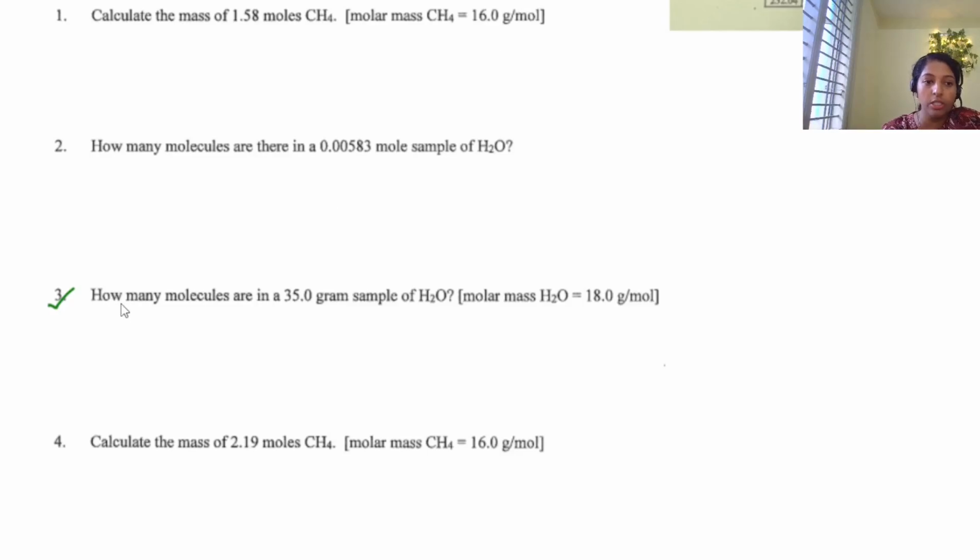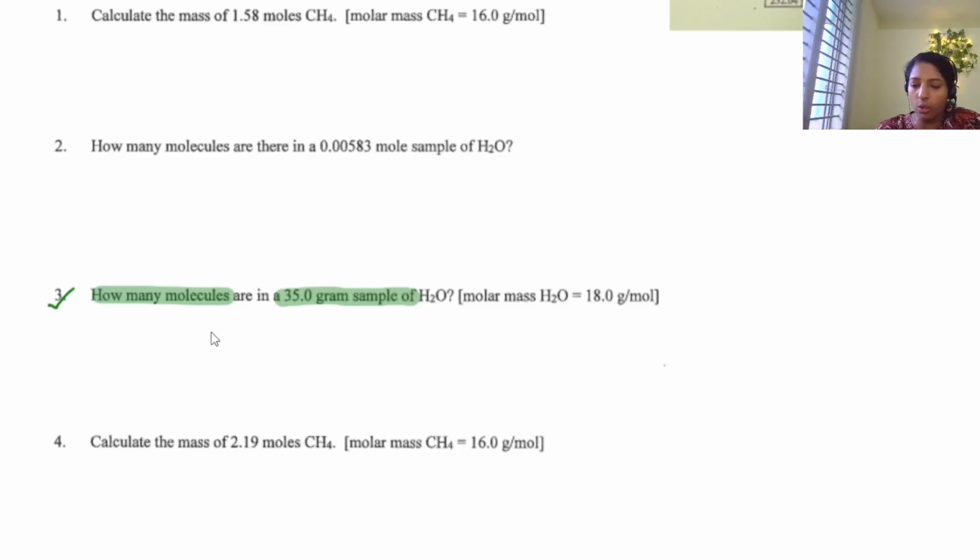So see the question. How many molecules? The questions are really tricky. Sometimes they will ask about molecules, sometimes they will ask about atoms. So depending upon the question, you can do the dimensional analysis. Okay, so be careful with the question. How many molecules are there in a 35 gram sample of water?